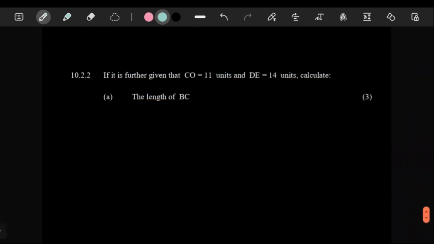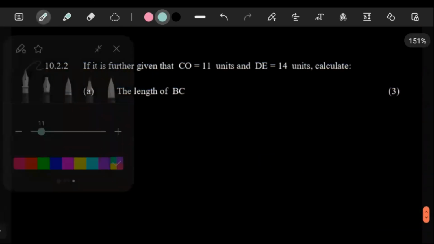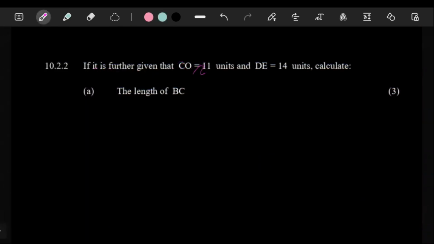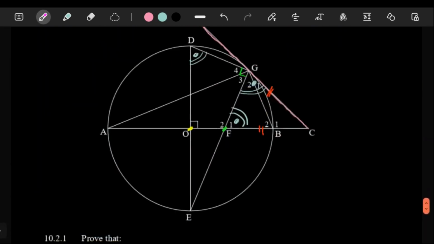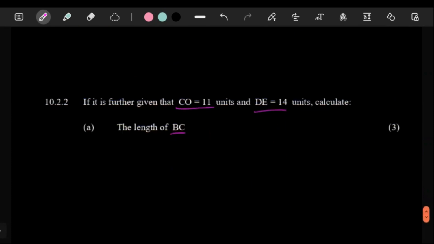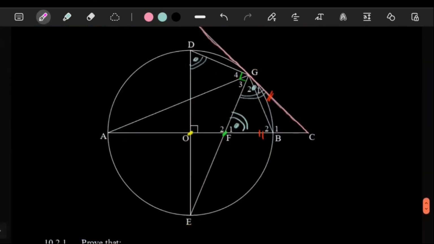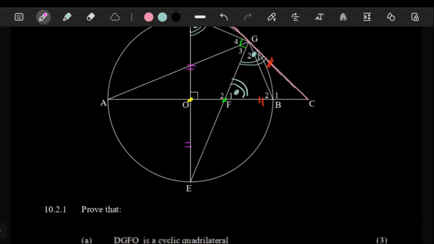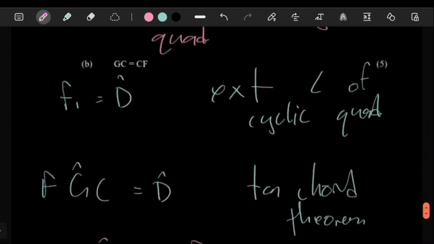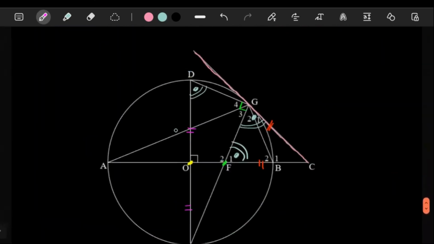The next one says 10.2.2. If it is further given that OC is equal to 11 units, DE is equal to 14 units, calculate the length of BC for 3 marks. So OC and DE are given. OC is the whole length here. And then what's the other one? DE. DE is the diameter, they gave it to us. Well, this is a diameter, right? If DE is equal to 14, it means this is 7 and this is 7.